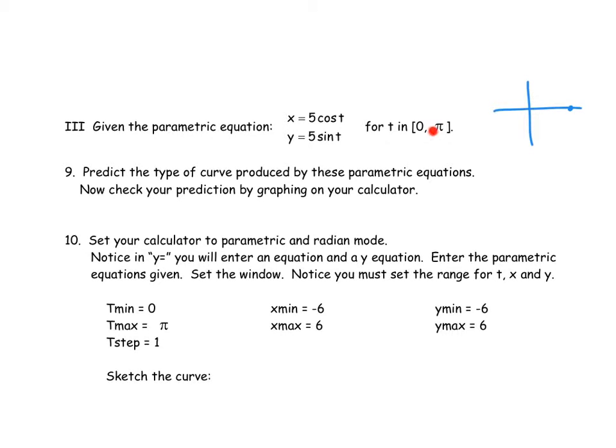And now if I take pi over 2, cosine of pi over 2 is 0, so the x value is 0. And sine of pi over 2 is 1, so the y value is 5. So then there's going to be a point over here for this graph.